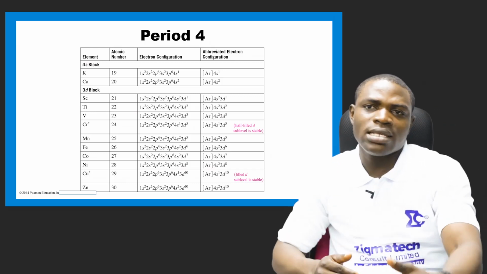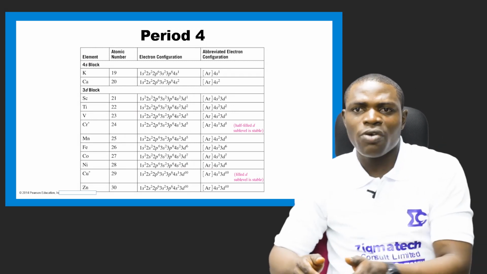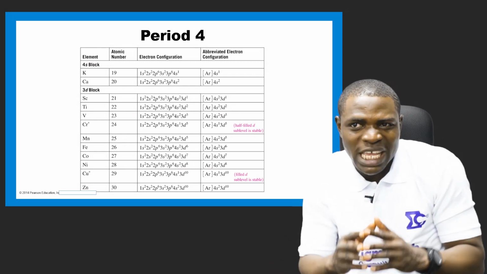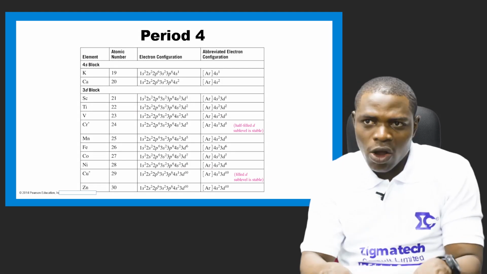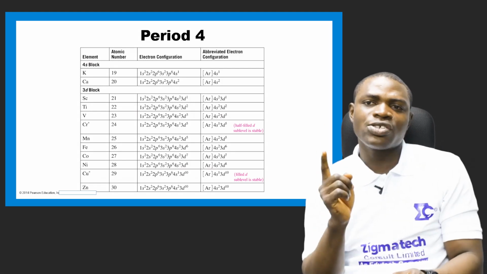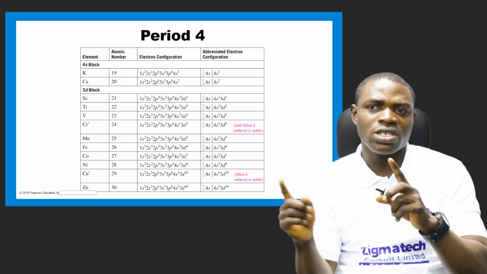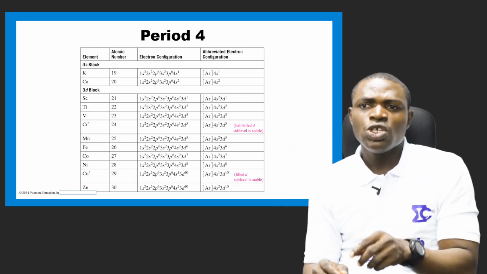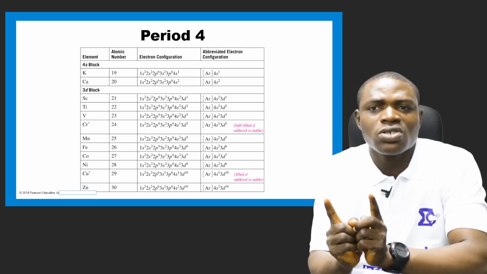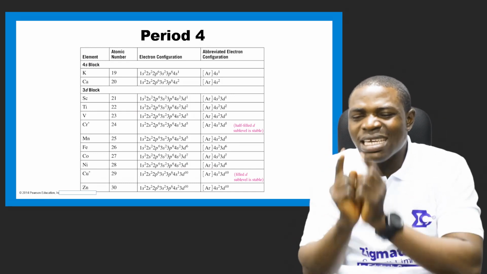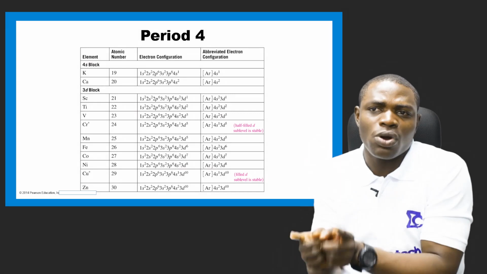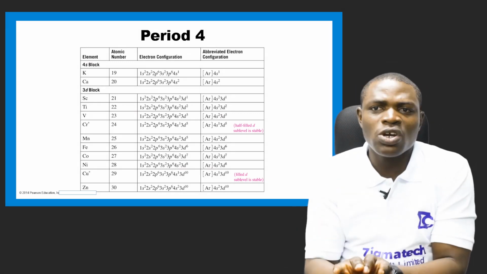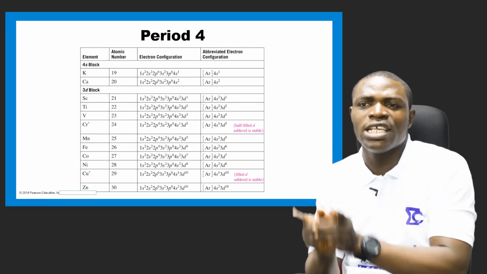So if you want to write the electron configuration of potassium in abbreviation form, in the condensed form, you put argon in brackets, then how many electrons remaining? 1, because 19 minus 18 is 1. So you put your 4s1. Why do you put 4s? You only put 4s because potassium is in the 4s block. Can I say this again? Potassium and calcium, they are in the 4s block.